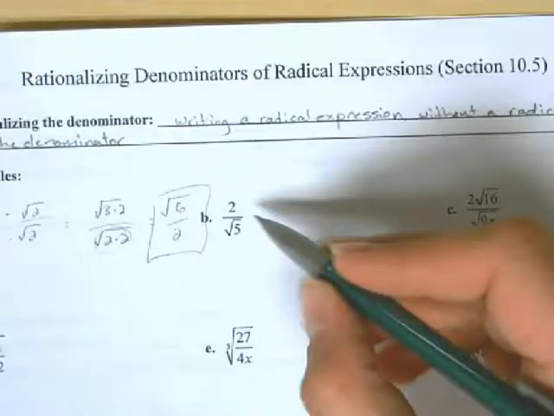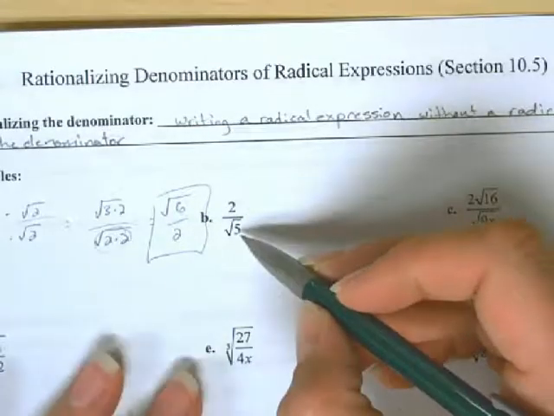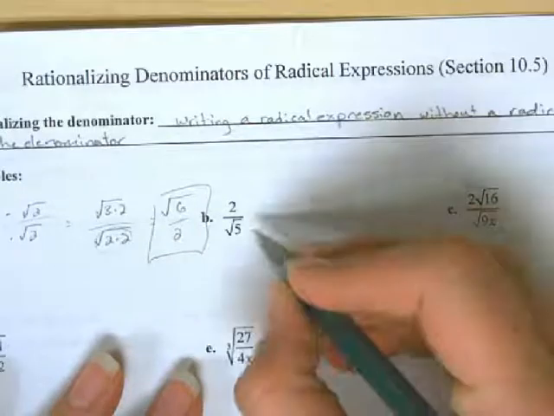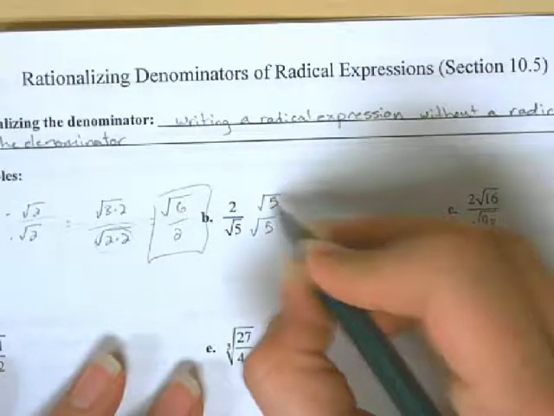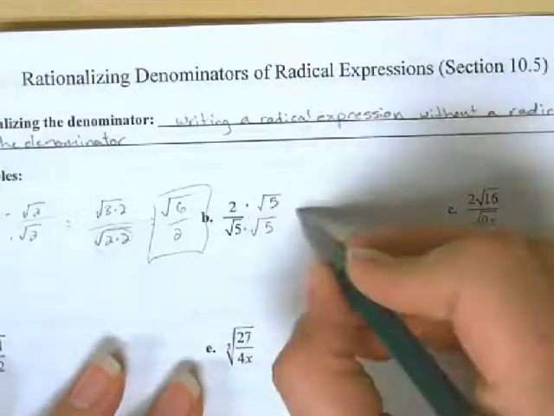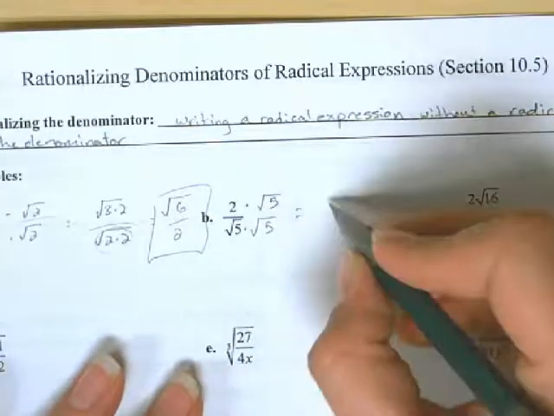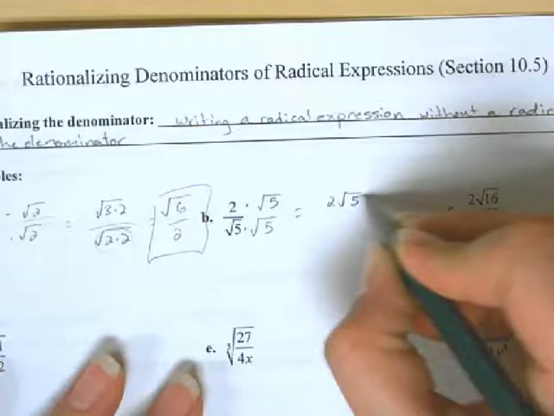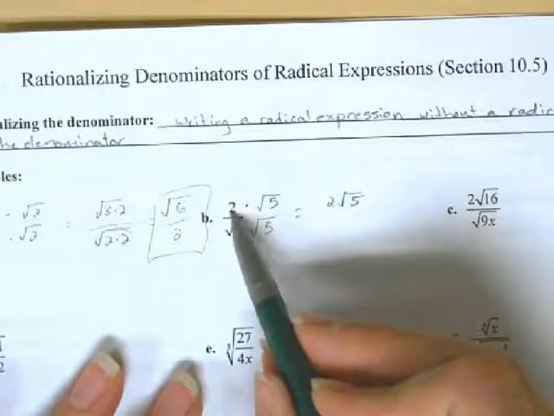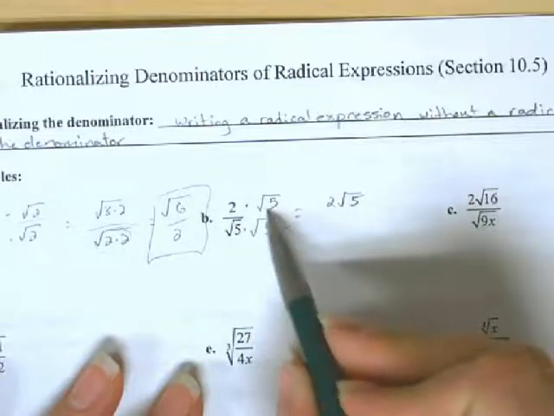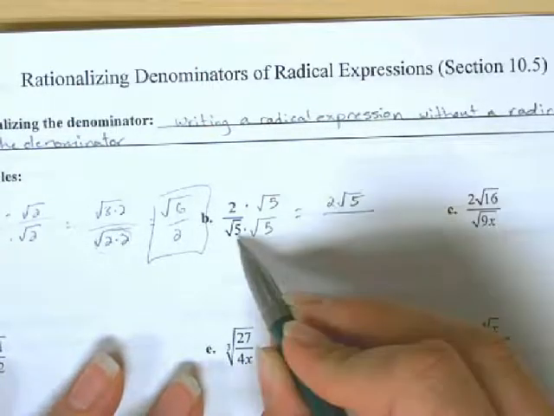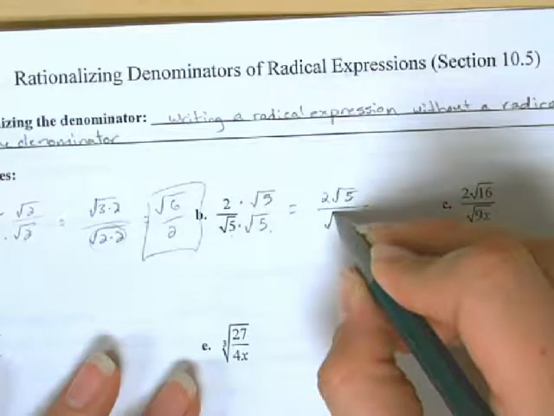Same sort of thing here on 2 over the square root of 5. If I want to rationalize, I need another square root of 5. As long as I do it to the top and bottom, I'm going to multiply that in there. 2 times square root of 5 is just 2 square root of 5. Remember from the last unit, you multiply outside pieces together and inside pieces together. I can't do anything with this because this is in the radical and this is out. On bottom here, I would get 5 times 5, which is square root of 25.